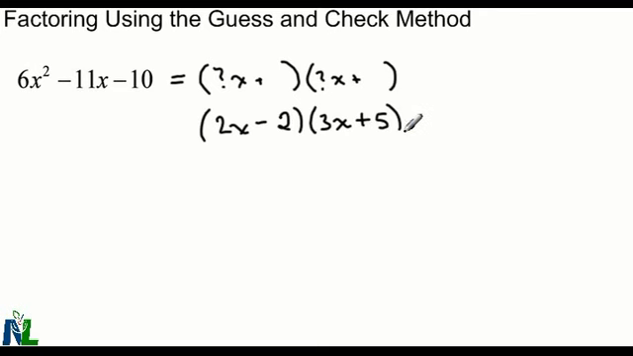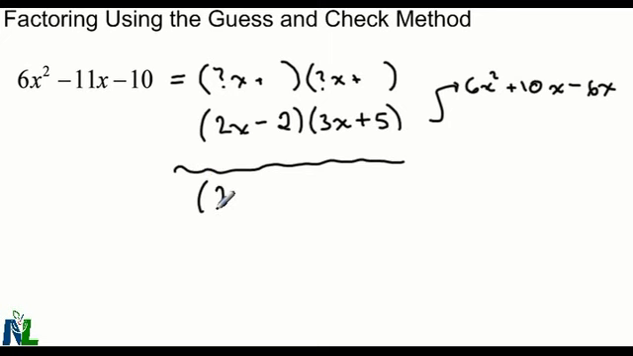So what I'll need to do is go over on the side and check this out and see if it works. So if I say 2x times 3x, that gives me 6x squared. If I say 2x times 5, that gives me a positive 10x. And if I say negative 2 times 3x, that gives me a negative 6x. And I can stop there. I don't need to continue, because I know that 10x minus 6x is not a negative 11x. So I know this would not be the correct order of these terms. So I'll try a different approach.